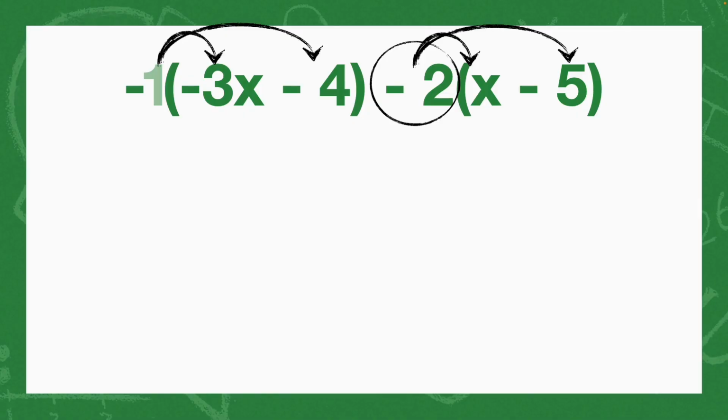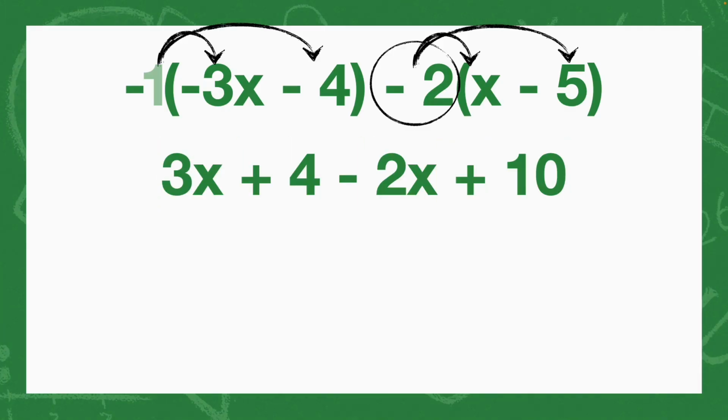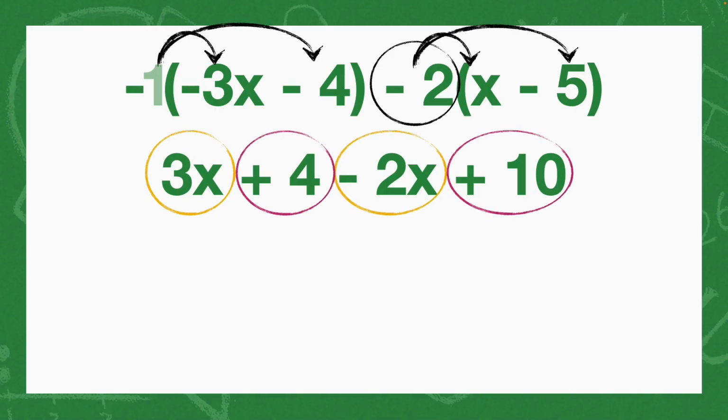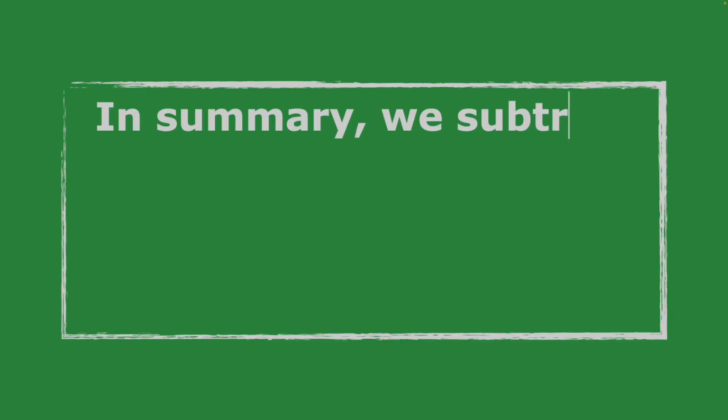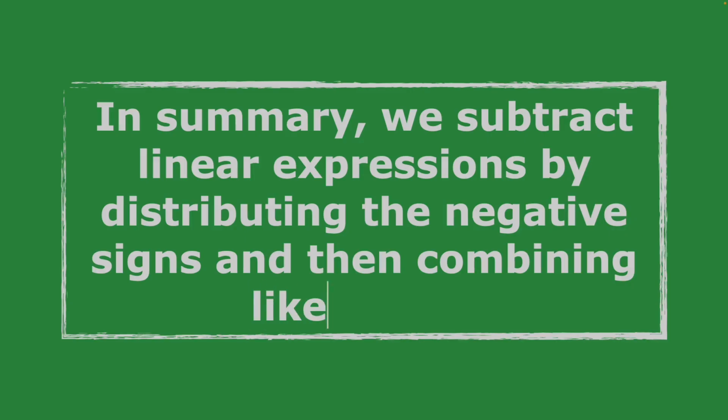Watch what happens as I do this distribution. -1 times -3x changes it to a +3x and a +4. And the -2 to the x minus 5 becomes -2x plus 10. I'll go ahead now and find my like terms. 3x minus 2x gives me a +x, and 4 plus 10 gives me a +14. So x plus 14 is my simple answer. So in summary, we can subtract linear expressions by distributing the negative signs and then combining like terms.